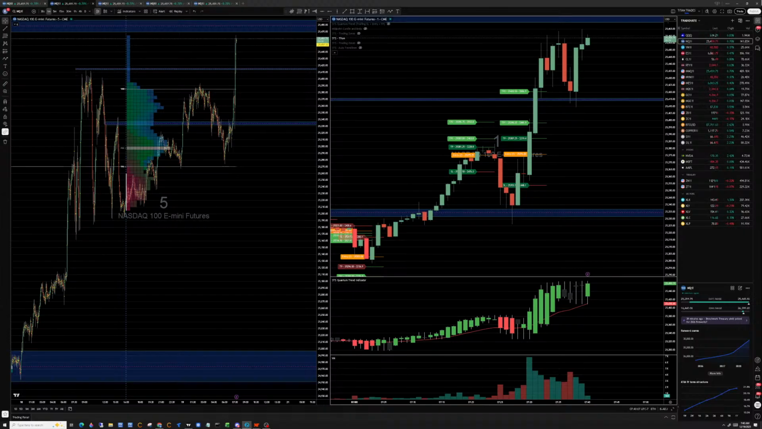Right at the moment, we've got kind of synchronized buying across everything. I'm watching NASDAQ and ES, micros and minis. A little bit of selling coming in on NASDAQ. We have sellers stepping in as prices try to push up. Just kind of watching it. So there's definitely a demand of sellers right here.